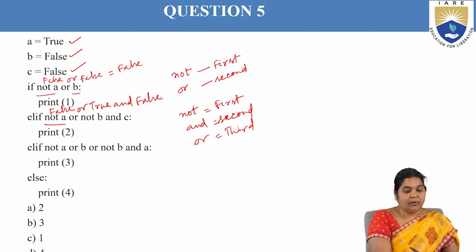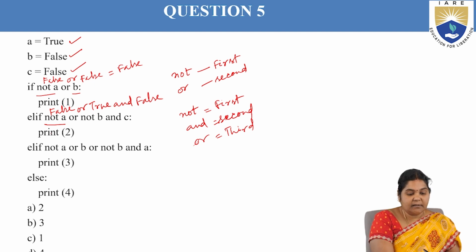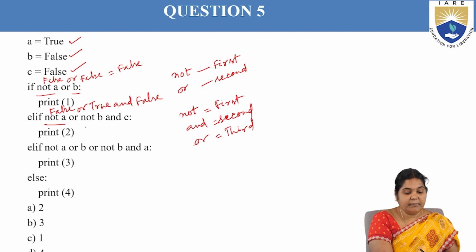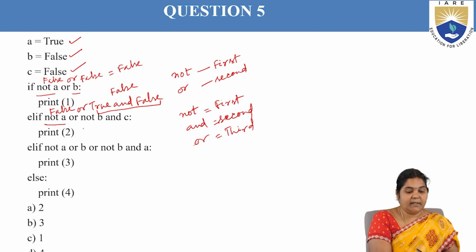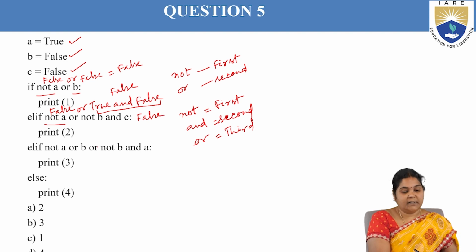So in this, all the not gates we have computed. Now this part will be executed. True and false is false. So finally, false or false is false. This gives you the answer false. Therefore, the second part, that is printing the value of 2, will not be executed.